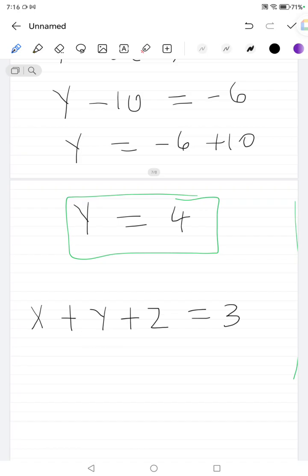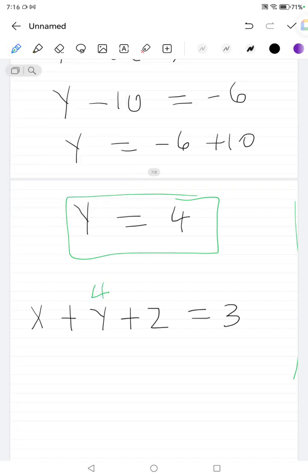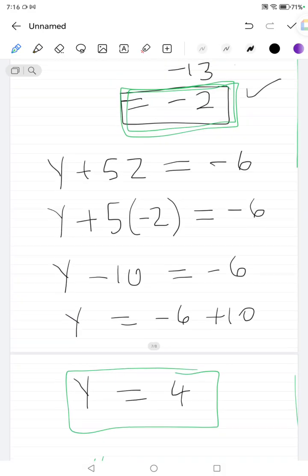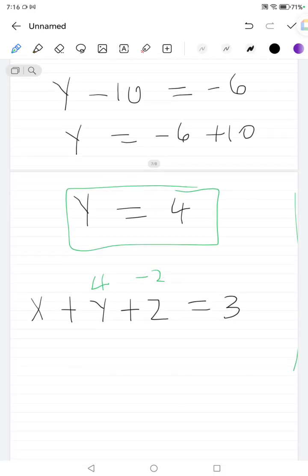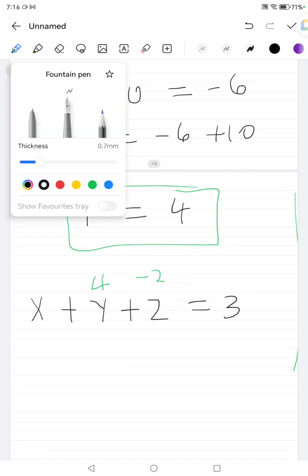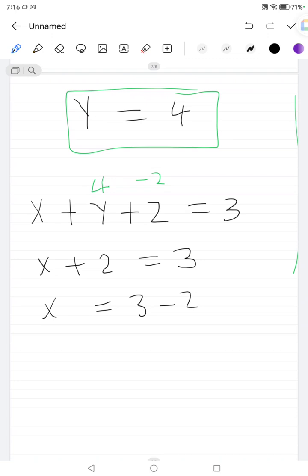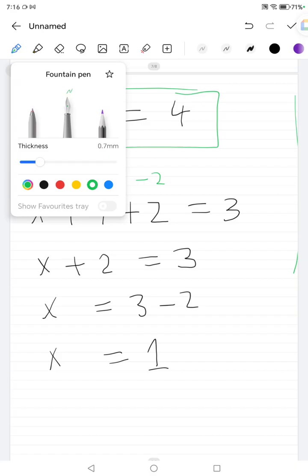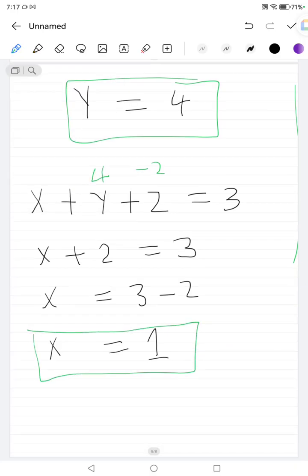Then your y, you've already worked it out, we had the 4. Then the z, it's already worked out that it's minus 2. So this basically means you have x plus 2 is equal to 3. Then x is equal to 3 minus 2, then x will be equal to 1.